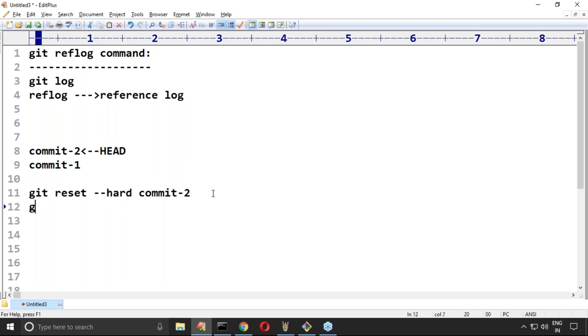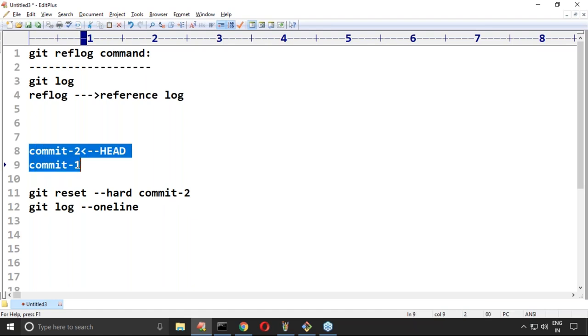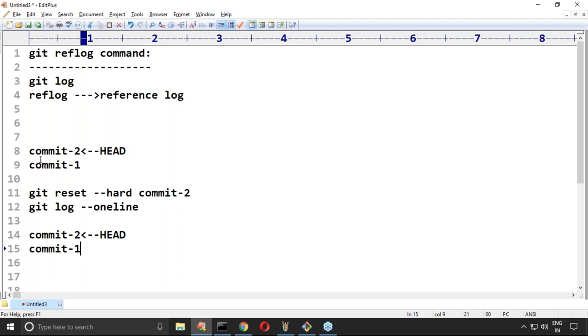Now, if I use git log --oneline, how many commits will be there by default? Only 2 commits will be there, but not 5. Any doubt about this one? Now I realize that by mistake I performed this operation, and I want to recover this. Is it possible or not?